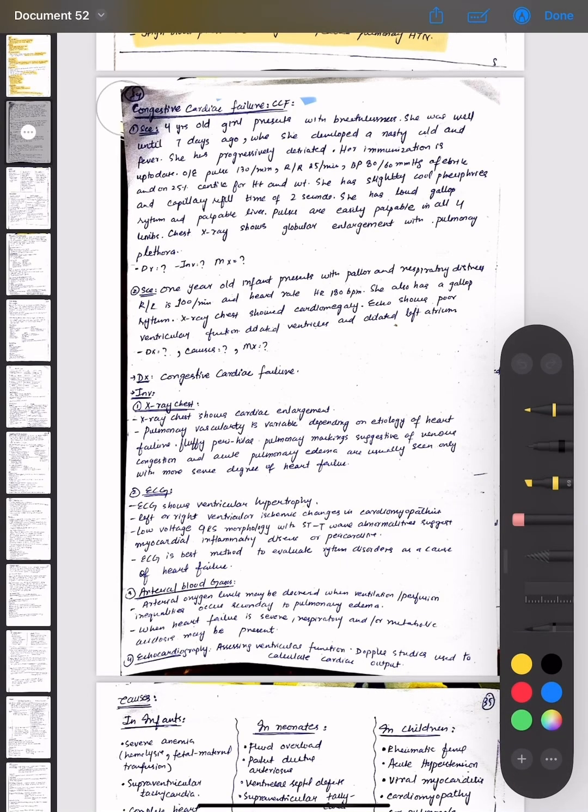Okay, so we are going to discuss congestive cardiac failure and infective endocarditis in this video, which are the last two topics of CVS. The first topic that we will be discussing is congestive cardiac failure.